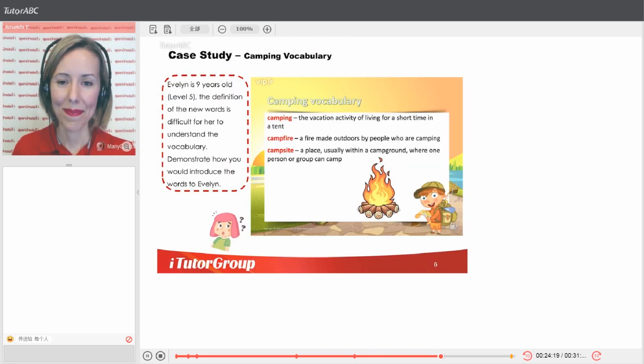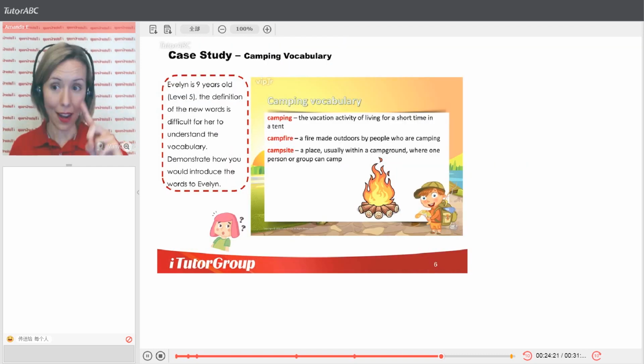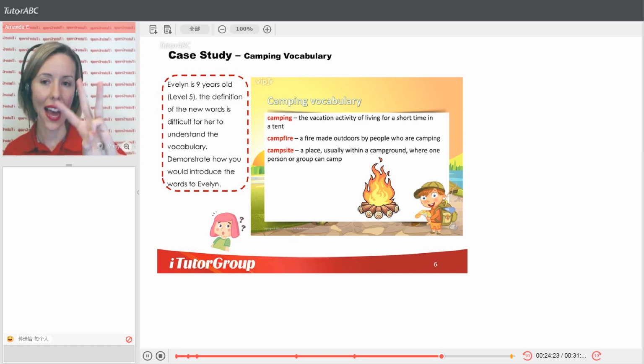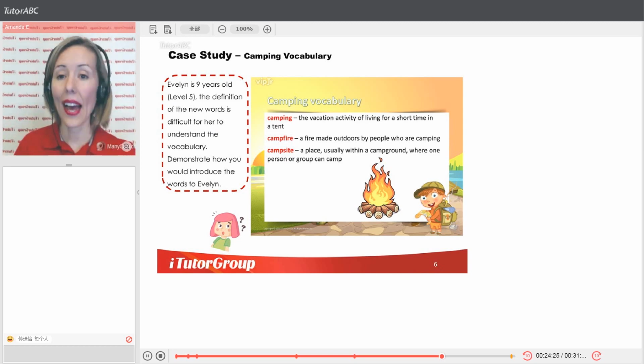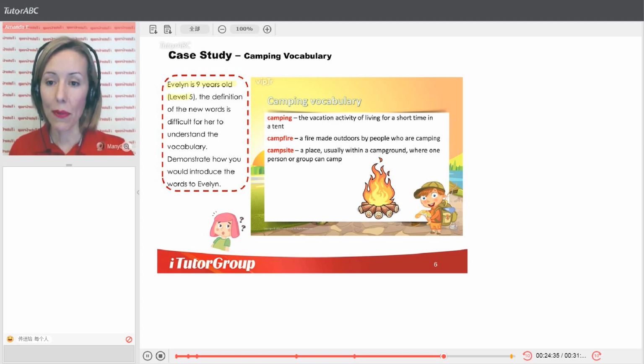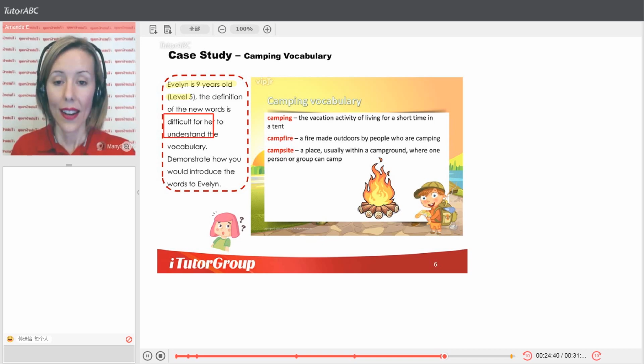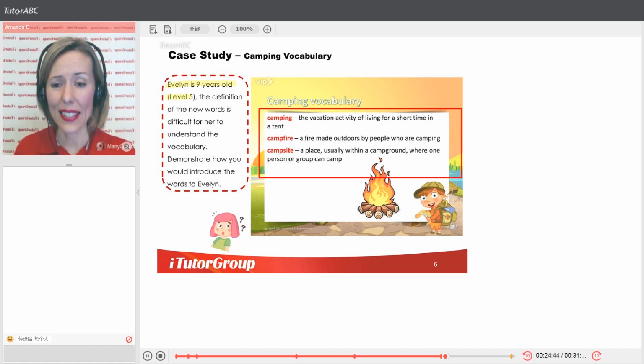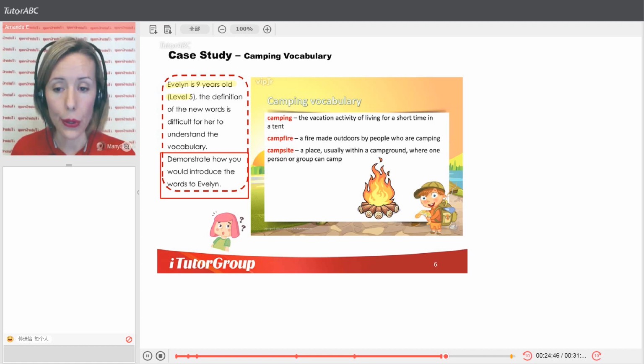All right. So we learned nouns, verbs, adjectives, and adverbs. So let's look at our case study now. We're going to be teaching camping vocabulary. We've got a 9-year-old girl. Her name is Evelyn. She's level 5. The definition of all the new words is difficult for her to understand. So we read them through, but you can tell she doesn't really understand it. So what would you do to introduce the words to Evelyn?